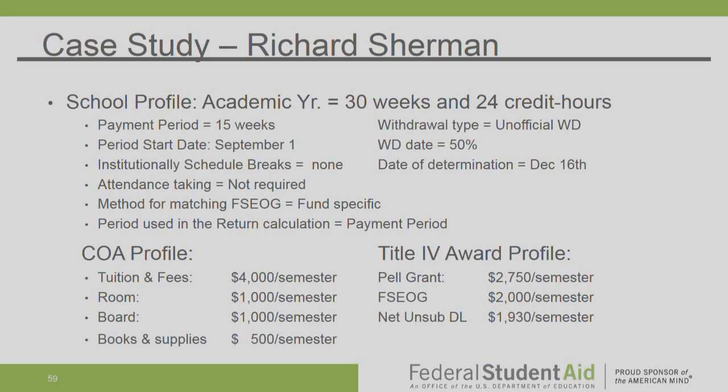The withdrawal type is an unofficial withdrawal, and you can see there's the cost of attendance profile for the student on the left-hand side of the screen at the bottom, and then on the right-hand side of the screen at the bottom, you see the student's Title IV award profile. Don't take too much time to figure out how that award was calculated because you'll drive yourself crazy. But just for example purposes, this is what the award is. Pell Grant, SEOG, unsub. Not sure how that happened, but that's what it is.